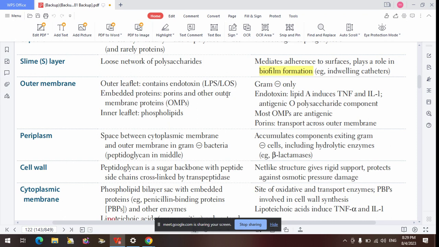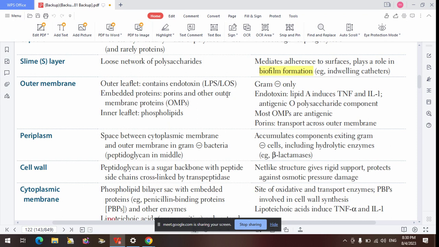But you must not forget that it is only gram negatives that contain an outer membrane. Gram positives don't have it. So some gram negatives have lipopolysaccharide forming the outer leaflet of the outer membrane. Some gram negatives have lipooligosaccharide forming the outer leaflet. So what is the composition of the lipopolysaccharide?